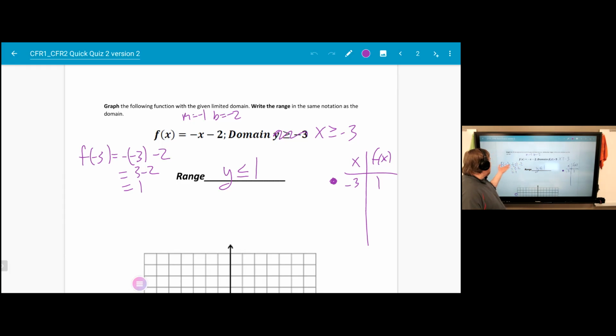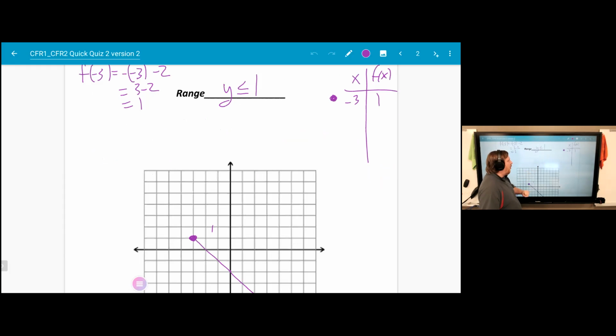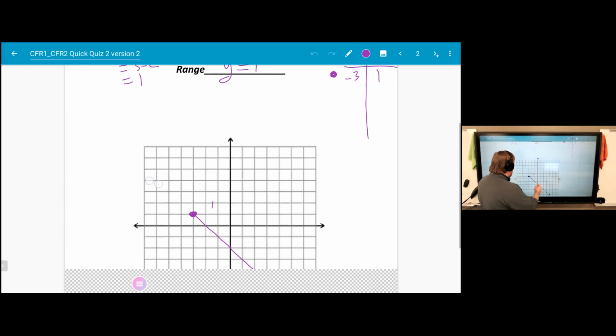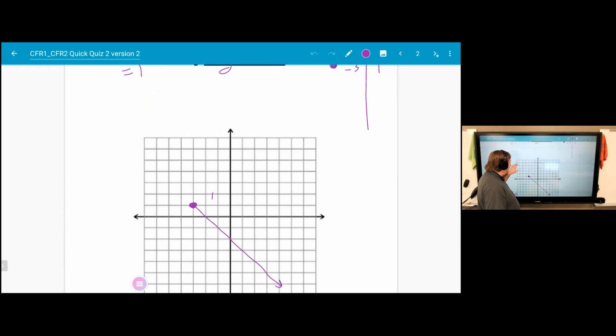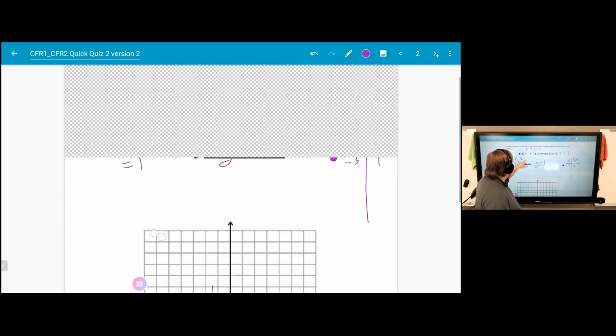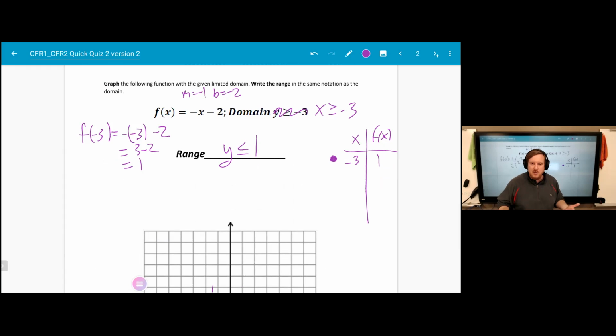I plug that in. The value of the function when x is negative 3 is negative of negative 3, which is positive 3. It's a weird way to say it. 3 minus 2 is 1. So I plot that point, and that is a solid point. That's a filled in solid point at negative 3, 1. And then I look to see, well, these are linear functions like we've been doing for a while now, right? My slope here is negative 1.